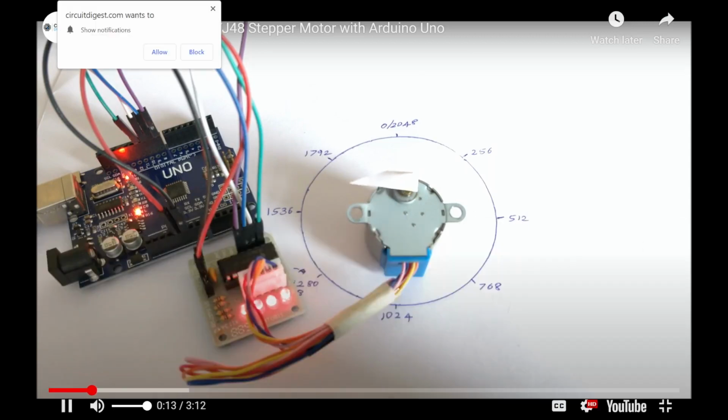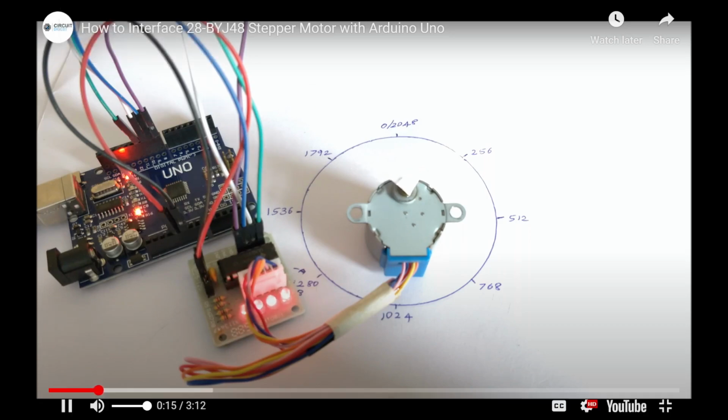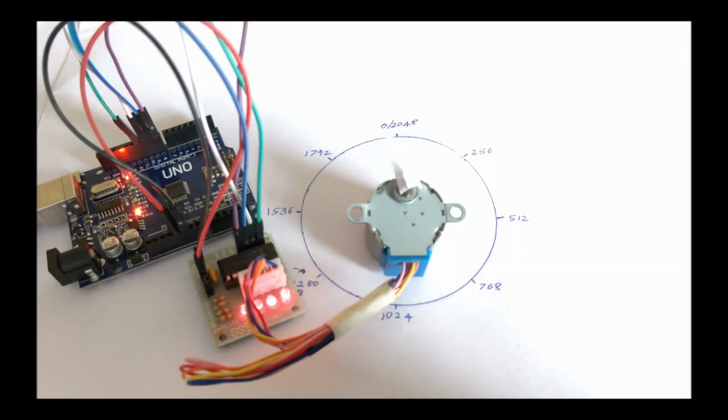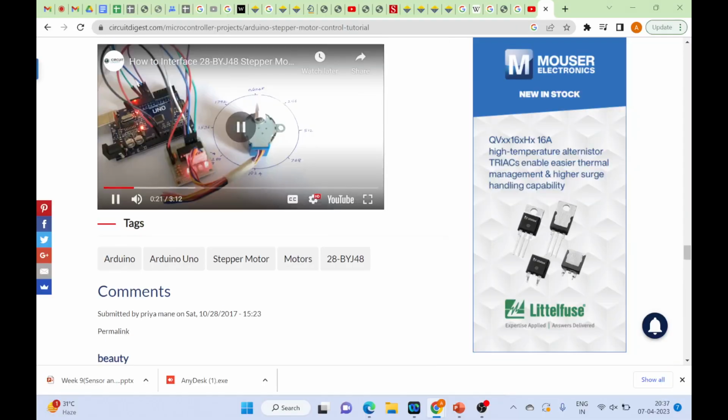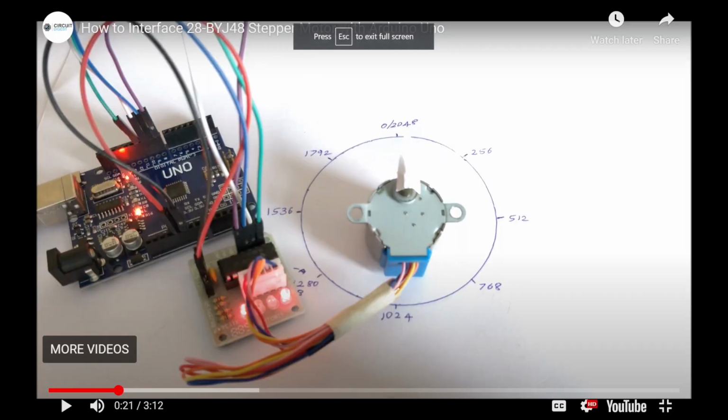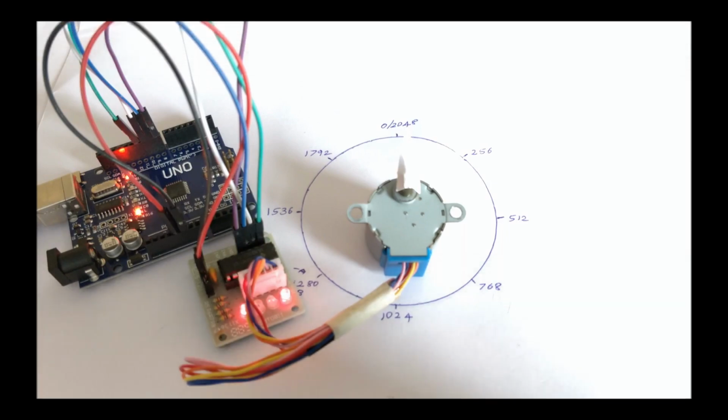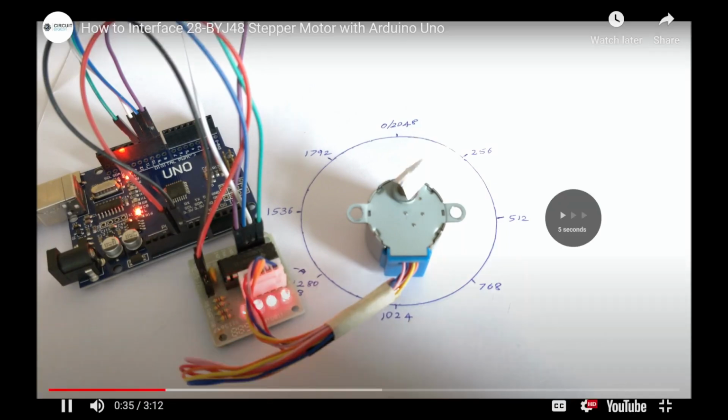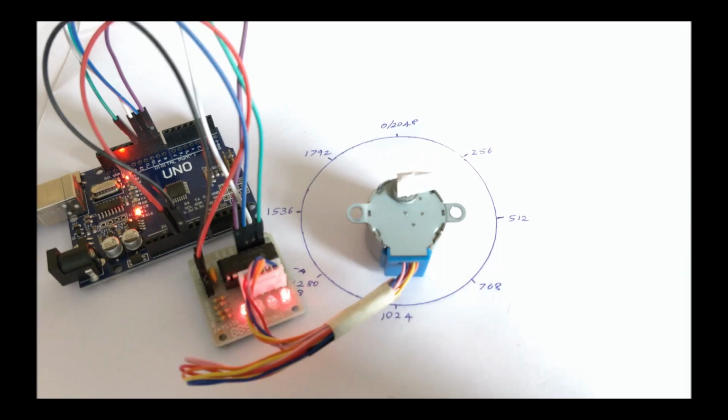In terms of steps, as you can see, I have a circle here which starts with 0 and increments with 256: 256, 512, 768, 1024, 1280, 1536, 1792 and all the way up to 2048. This means that I have to increment 2048 steps to make this stepper motor rotate one full turn. These details can be found on a driver module with 4 LEDs. These 4 LEDs indicate the 4 coils of the stepper motor.